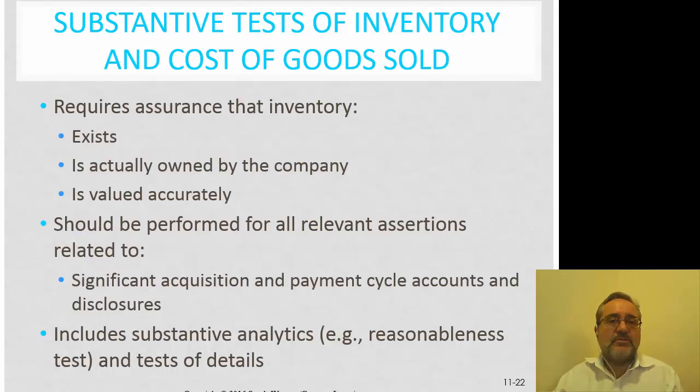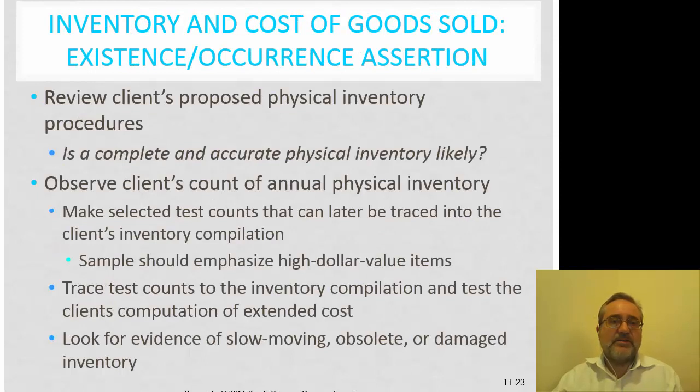So related to cost of goods sold, what we're looking for is we want assurances that inventory exists. Existence is an attribute, a management assertion. We want to make sure that the inventory is actually owned by the company, so rights, and then we want to make sure that it is valued appropriately. To do this, we should perform all relevant assertion testing. Significant acquisition and payment cycle account disclosures, including substantive analytical procedures related to reasonableness and our test of details.